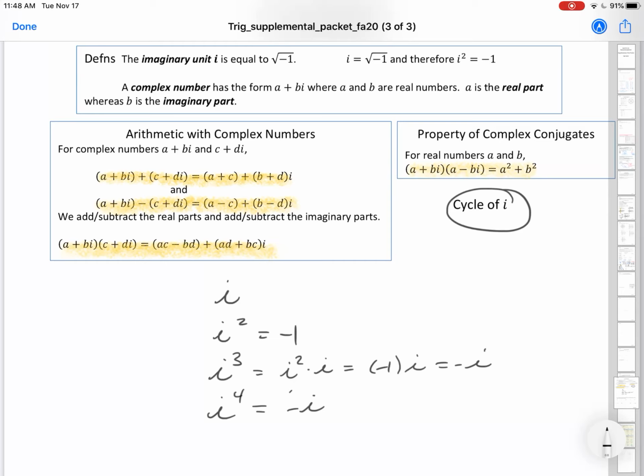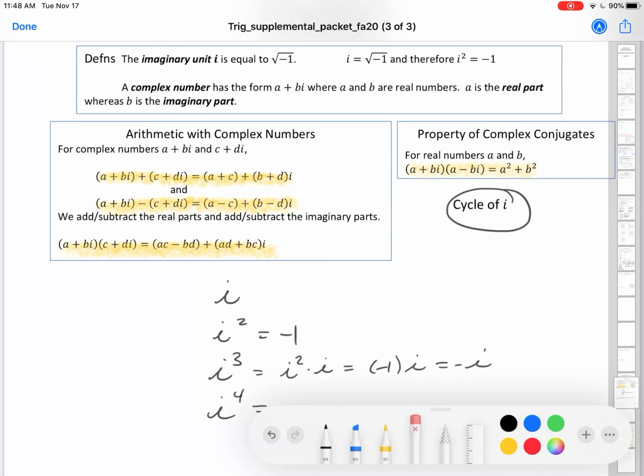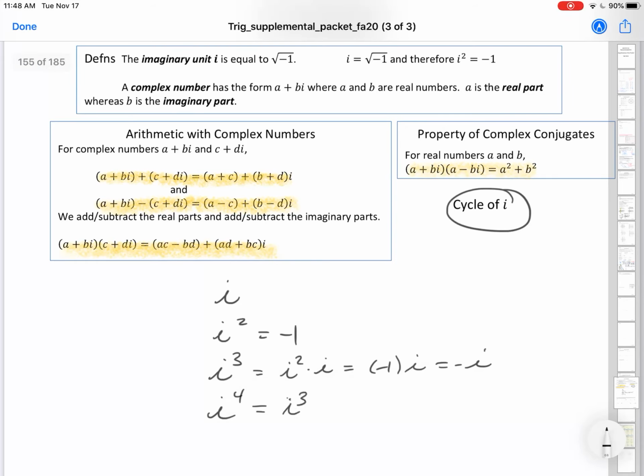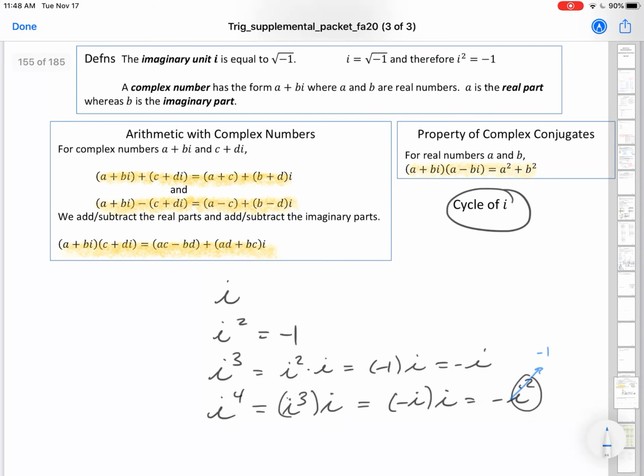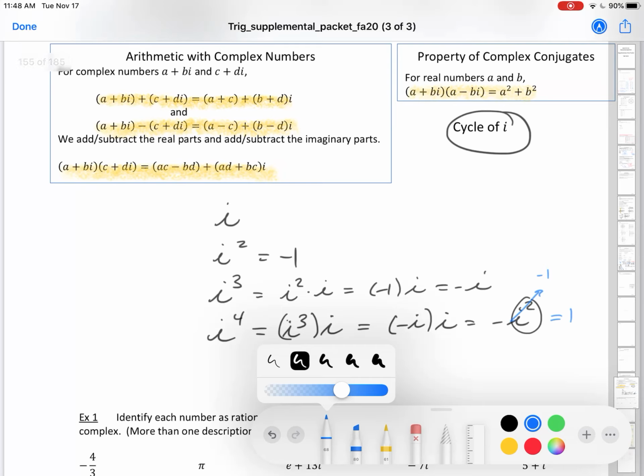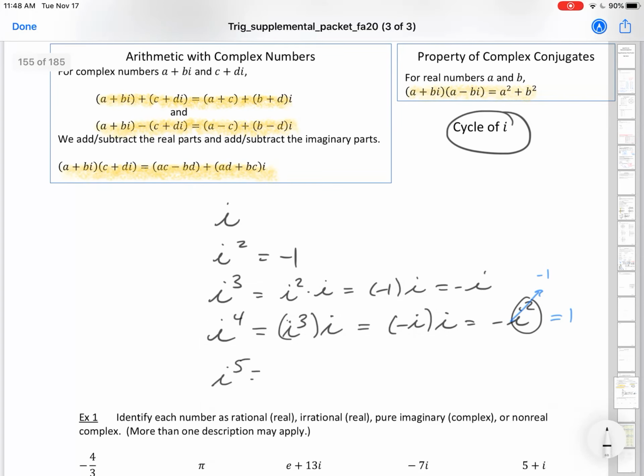And so what's i to the fourth? Let me take a step back. It is i cubed times i. Well, what's i cubed? We just found out i cubed was -i, times i, which is -i squared. But remember what i squared is. i squared is -1. What's the negative of -1? 1. So that means that if we keep going, i to the fifth is going to be 1 times i, or just i, and we're right back to here.